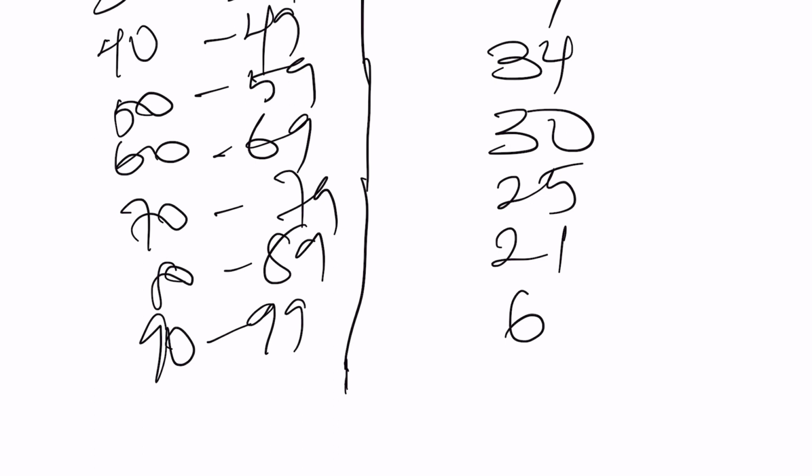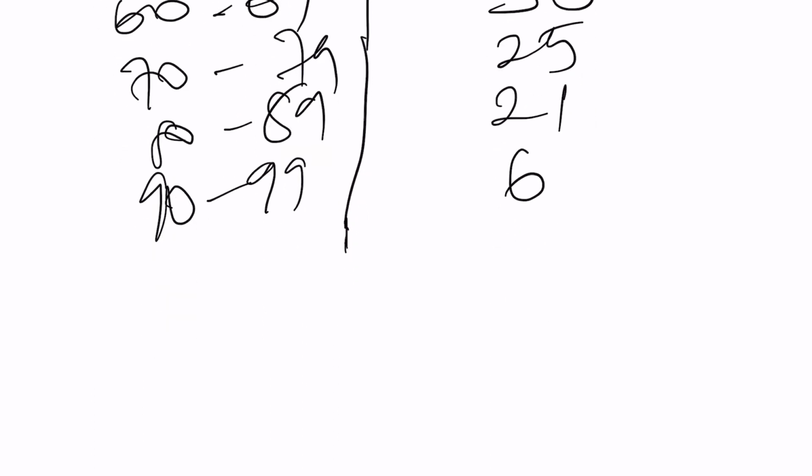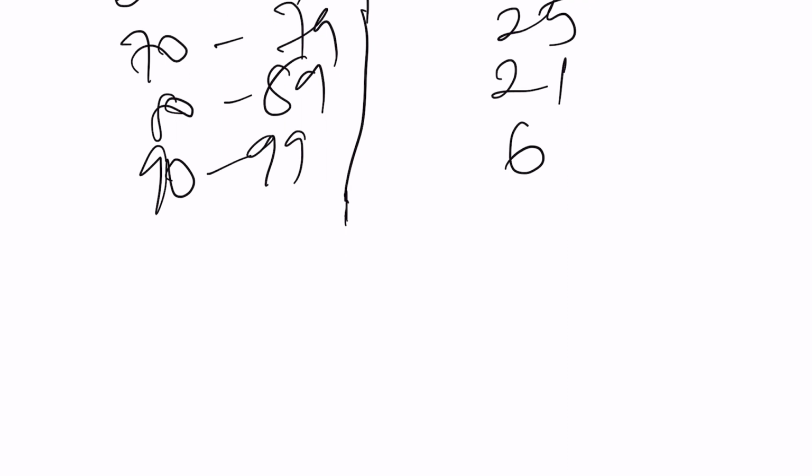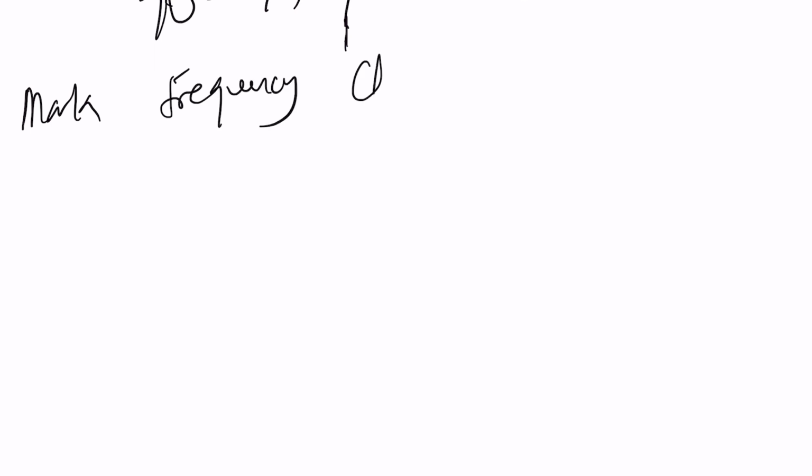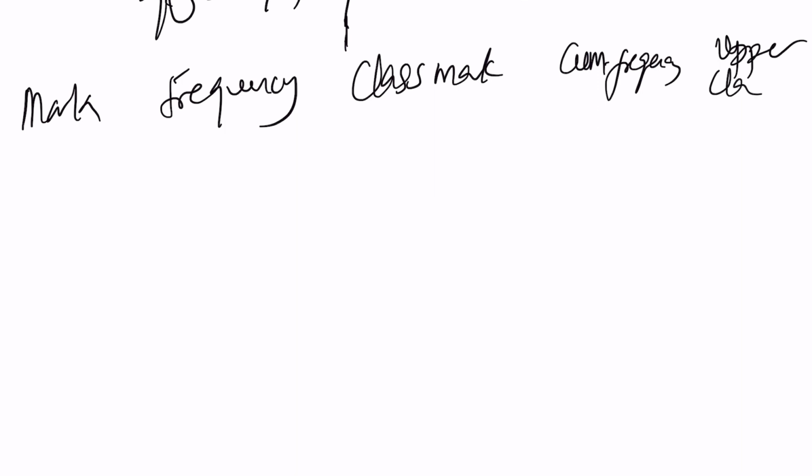Now, to construct the cumulative frequency table, we have our mark, we have the frequency, we have the class mark, we have the cumulative frequency, and we have the upper class boundary. So here we have mark, frequency, class mark, cumulative frequency, and the upper class boundary.